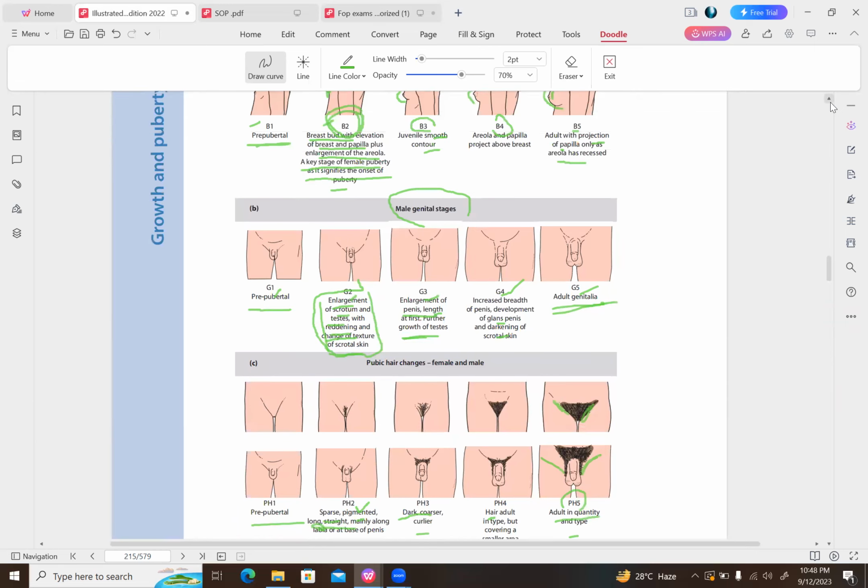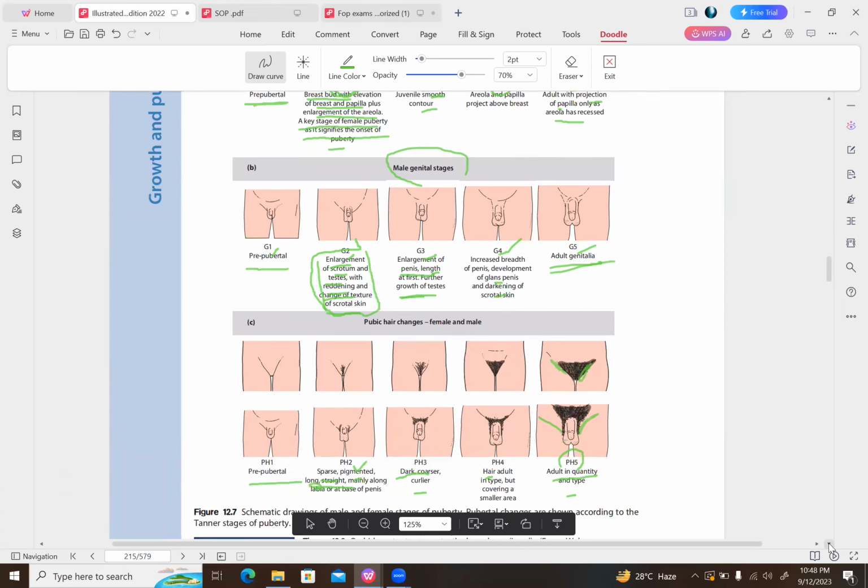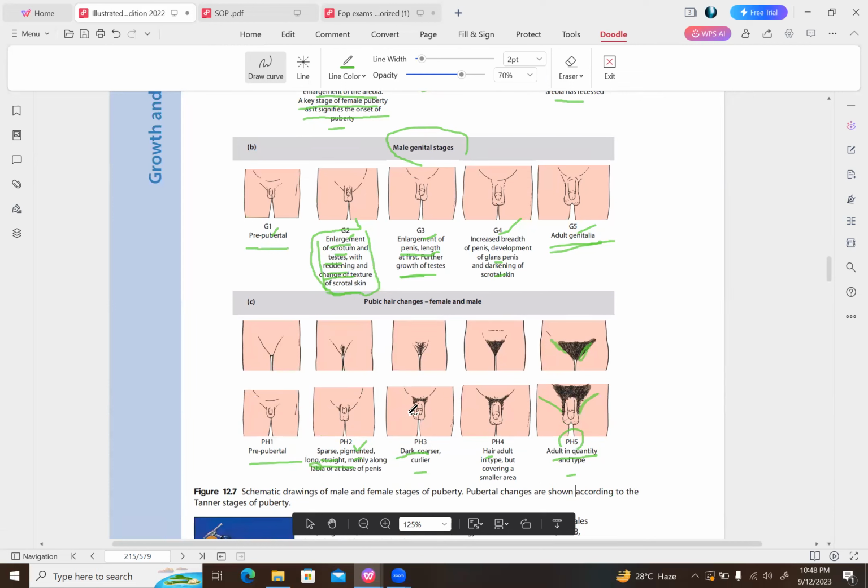What they say in the first question, they say that breast bud is developed, breast pad, so it is B2. And about hair, they say that it is a scanty hair. So scanty hair is present in the second stage. Okay, first stage is no hair, second stage is scanty hair. Third stage is curlier and darker hair. Fourth stage is adult type hair, but covering a small area. And fifth is the hair that is projected laterally. Okay.